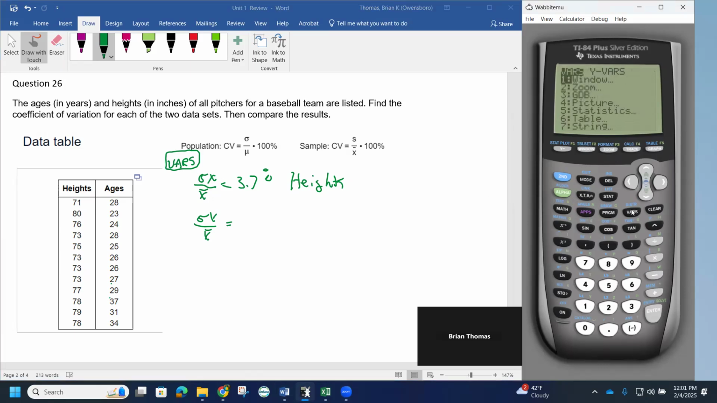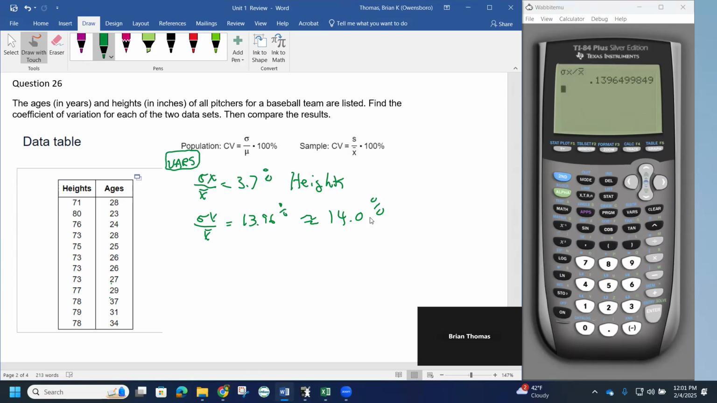If I go to vars now, statistics, number 4 is sigma x, then divide that by vars, 5, statistics, 2 is the mean. That'll give me my coefficient of variation for ages. So it's going to be 13.96%. But that 6 is going to move that all the way up to about 14% if I round to the tenths place. So 14.0%. I can't remember if they round to the tenths place or the hundredths place.